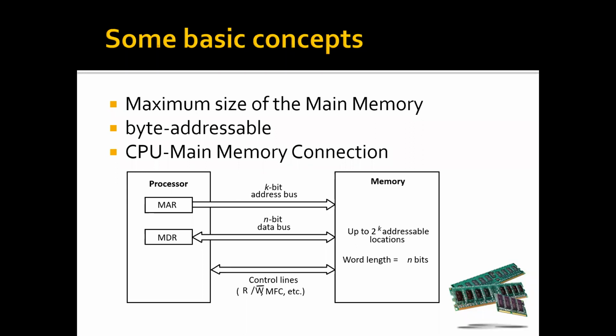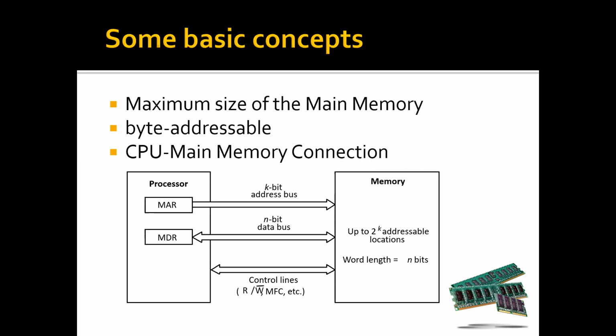So we can see over here the CPU and memory interaction. The processor has the register MAR, memory address register, and MDR, memory data register. In the memory address register, we store the address from which or to which a word can be read or written. This unidirectional bus connected to the memory is called the address bus.